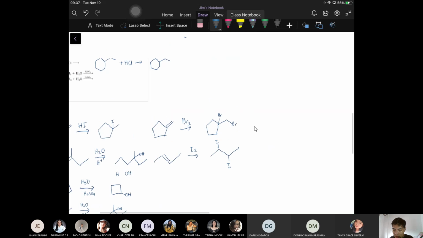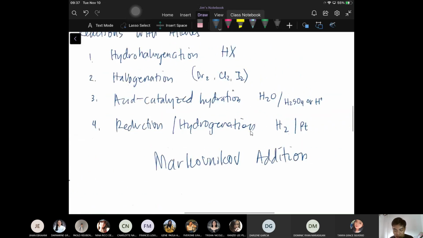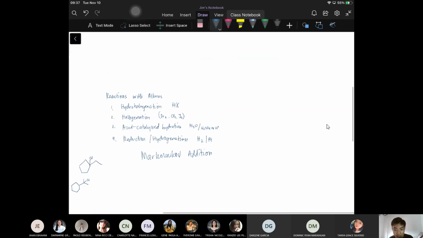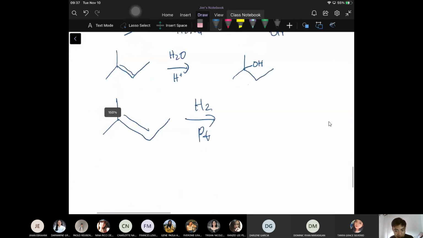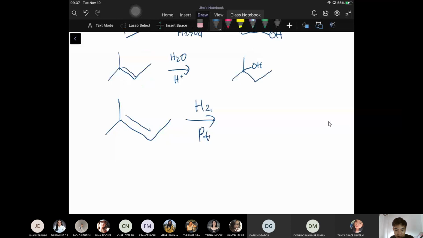And lastly, ang last reaction ay hydrogenation. Basically, mag-add ka lang ng hydrogen. 2 hydrogen atoms with a platinum catalyst. Pwede rin nickel. So ano na mangyayari doon? Yung iyong alkene, maging alkane. This also works with triple bonds. Yung alkyne, magiging alkane. No?